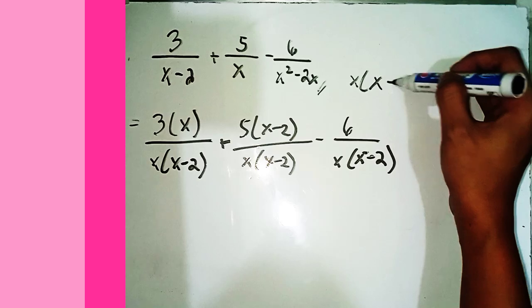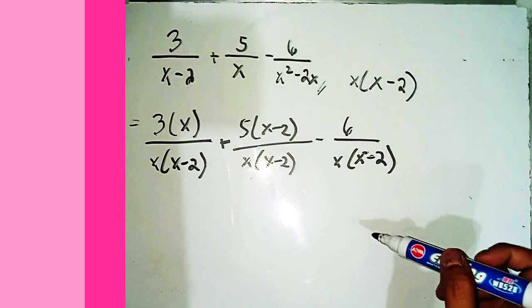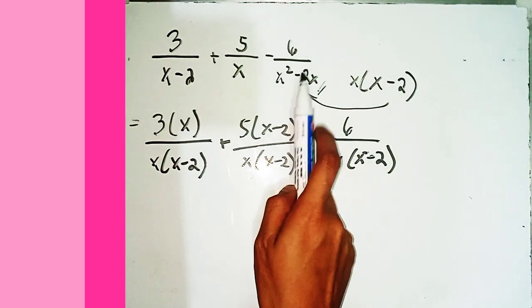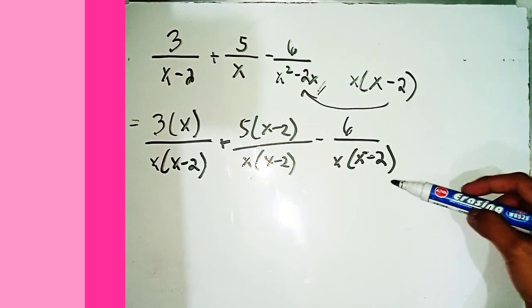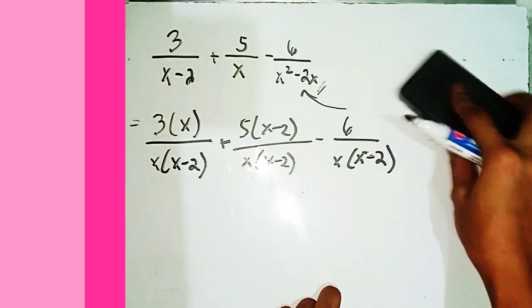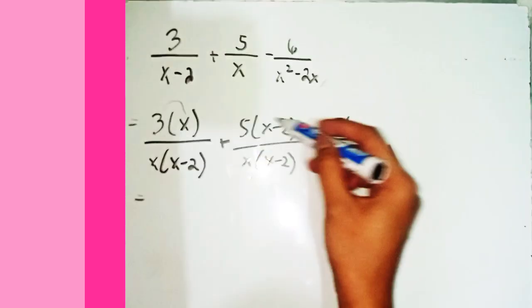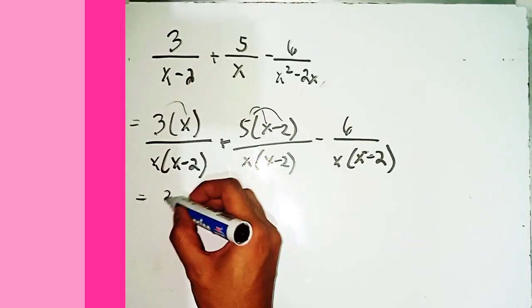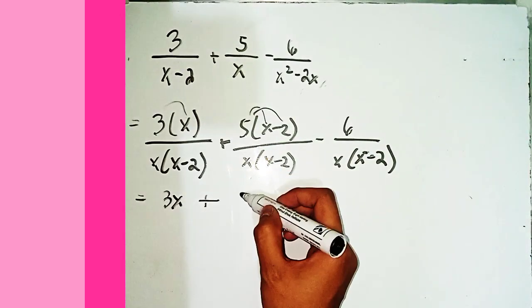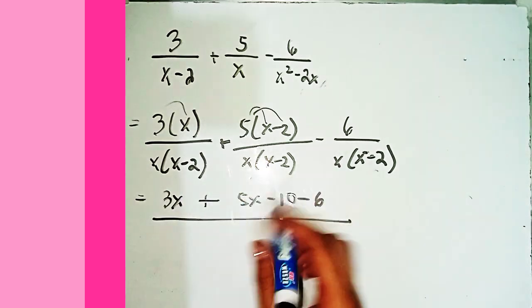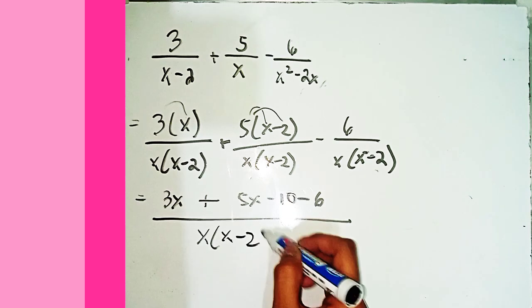Okay. So that is the factored form. Okay, that explains everything. So now, since they do have the same denominator, we can now distribute first. So 3x plus 5 times x, 5x, 5 times negative 2, negative 10, negative 6, all over x minus 2.